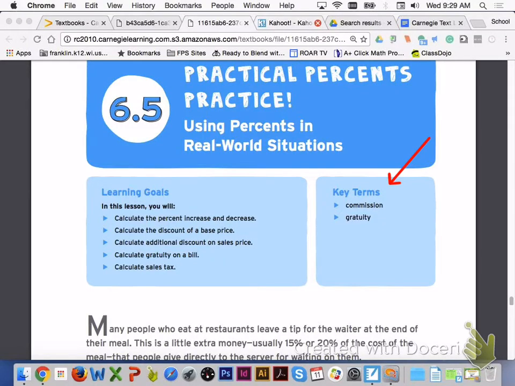Hi class, in lesson 6.5 we will be using percents in real-world situations. Key terms to look for in lesson 6.5 are commission and gratuity.